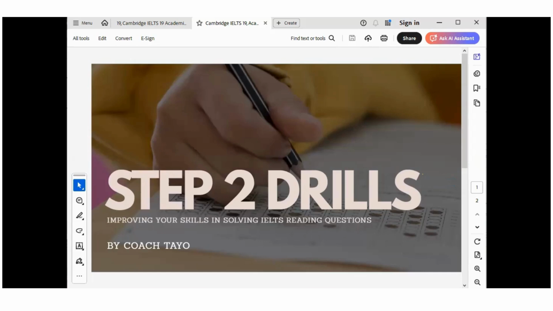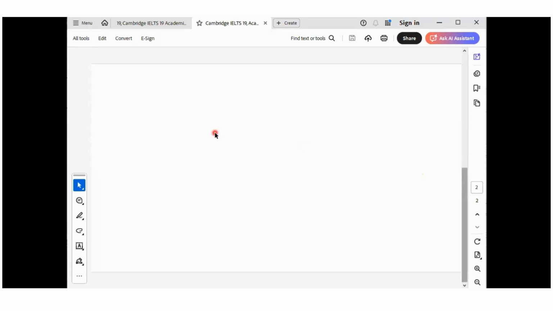Step 2 drill. So I'm going to do one step 2 drill with you today, okay? Today I'm going to be focusing on what I call matching heading questions. And I'm going to be using a CBT website for that. I'm going to be using Mini IELTS website, miniielts.com, to do the practice. So we're going to be looking at how to do step 2 drills for matching heading questions. That is the focus of my lesson over the next 30 minutes.